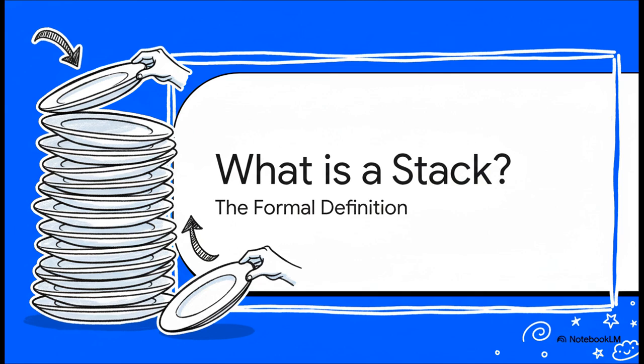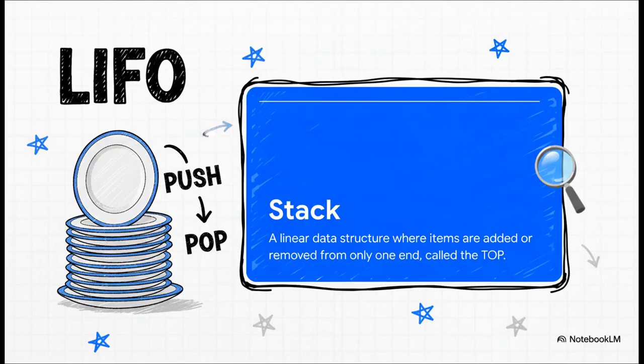Let's now look at the proper textbook definition. Okay, so the official definition says, a stack is a linear data structure. Don't worry about these big words. The most important part, the only thing you really need to remember, is that we can add or remove items from only one end. And that special end has a name. We call it the top.